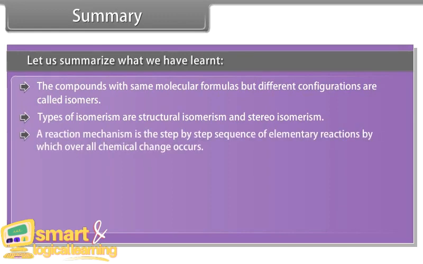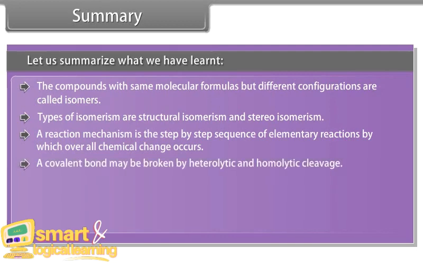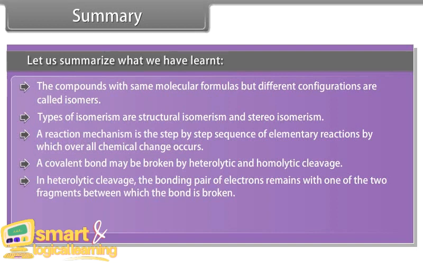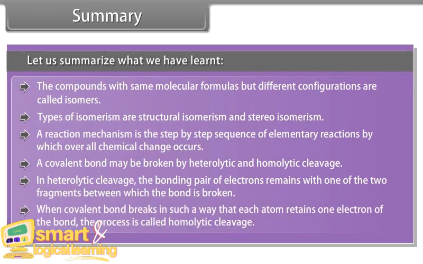A reaction mechanism is the step-by-step sequence of elementary reactions by which an overall chemical change occurs. A covalent bond may be broken by heterolytic and homolytic cleavage. In heterolytic cleavage, the bonding pair of electrons remains with one of the two fragments between which the bond is broken. When a covalent bond breaks in such a way that each atom retains one electron of the bond, the process is called homolytic cleavage.